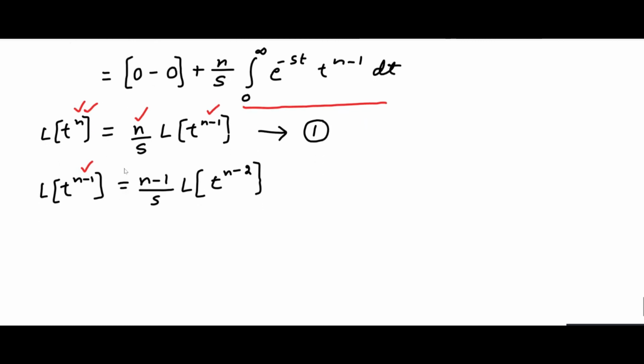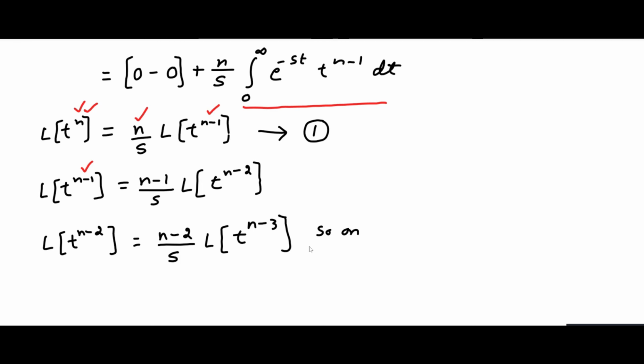Alright. Similarly, if you want to find the Laplace transform of t power of n minus 2, following the same logic, you write n minus 2 divided by s, then the Laplace transform of, where you reduce the power, so n minus 2 becomes n minus 3. Alright. In this way you can go on writing this expression, and so on.